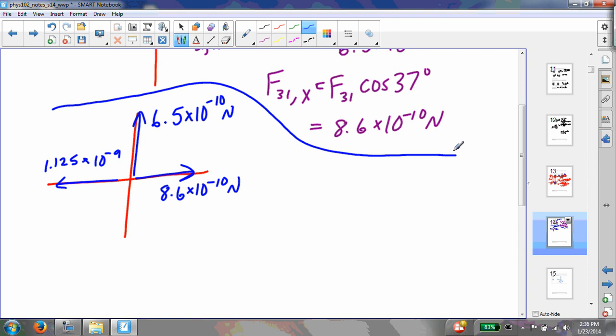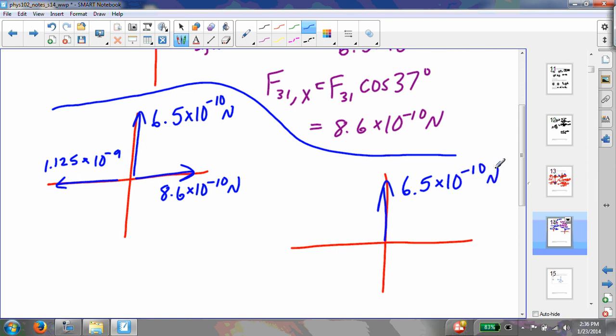So I'm going to draw my coordinate system again. There's only one vector in the y direction, so I'm going to keep that 6.5 times 10 to the minus 10 newtons. And then I want to treat these two vectors right here. So I have one in the positive direction and one in the negative direction. To find the new vector that you get when you add up those two vectors, I just take the difference in them.